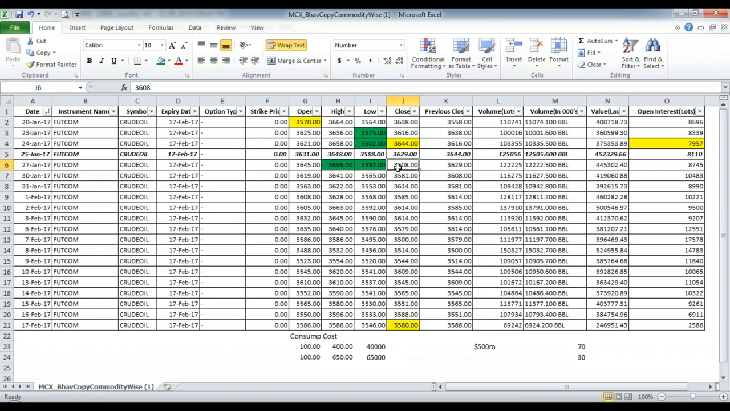3608. Now 3608, is it above the high of yesterday? Did the price go above the high? Yes, sir. Correct. Did it form a resistance at around 3648? What do you think? Yes, sir. Okay. So the resistance formation has happened.